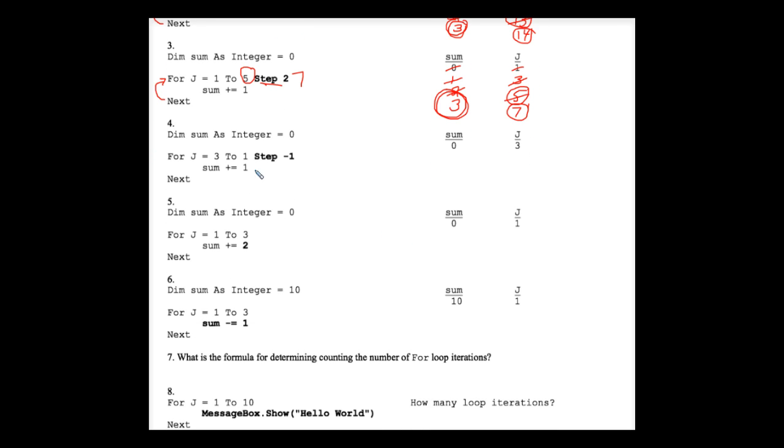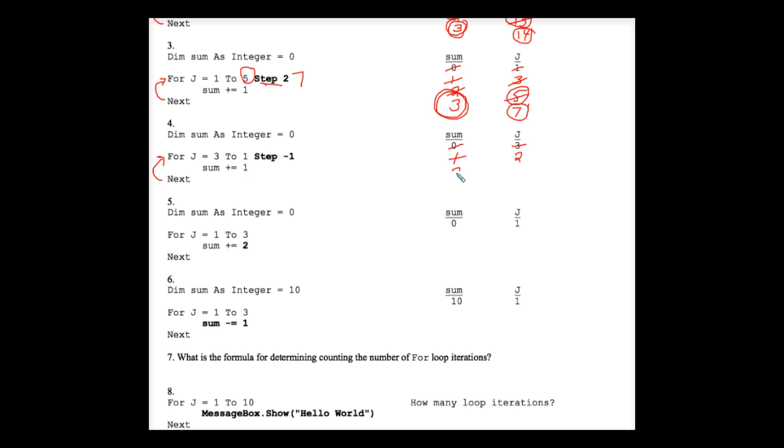Okay, I will leave number 4 for you to do as an exercise, but do notice that instead of going up by 1 each time, you're stepping -1. You know what, I'll do it for you anyway. j starts at 3, okay, we acknowledge that, and sum starts at 0. Okay, well, sum plus equals 1. We add 1 to sum, we hit the word next, we step j by -1, so j goes down to 2. We ask, is j less than 1 yet? Nope, it's not, so we go through the loop again.